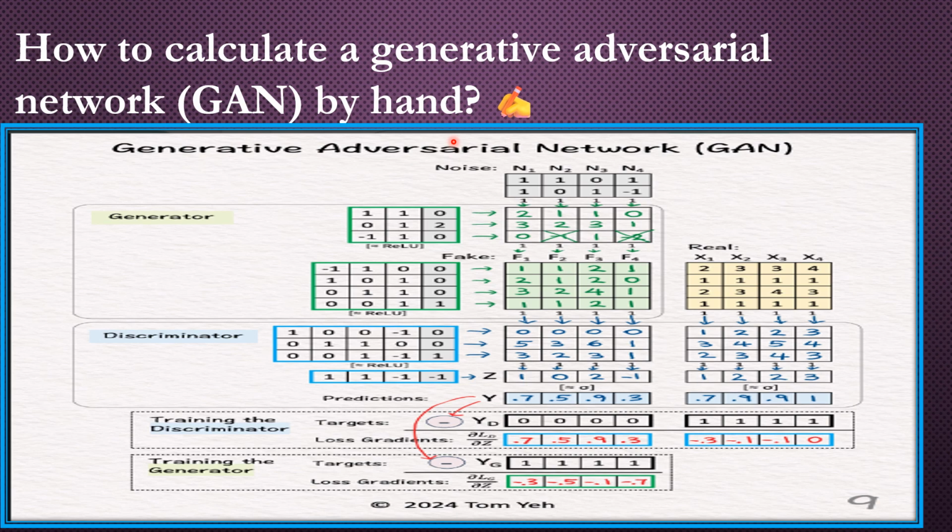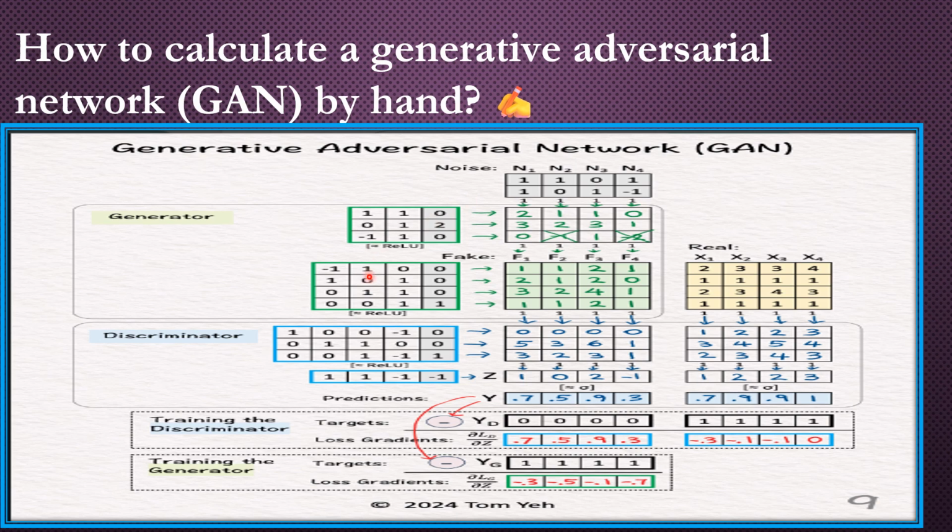So how do we calculate a GAN by hand? GAN needs no introduction. It was invented by Ian Goodfellow in 2014. They're responsible for starting the field of generative AI for visual data. So let's go through the process. The goal is to generate realistic 4D data from 2D noise. We are given 4 noise vectors in 2 dimensions and 4 real data vectors in 4 dimensions.